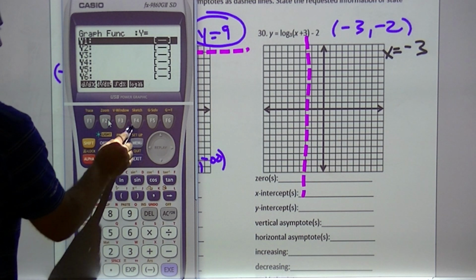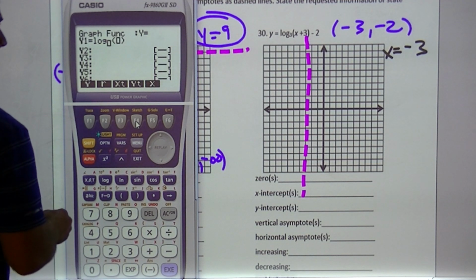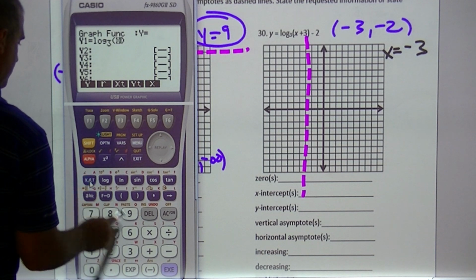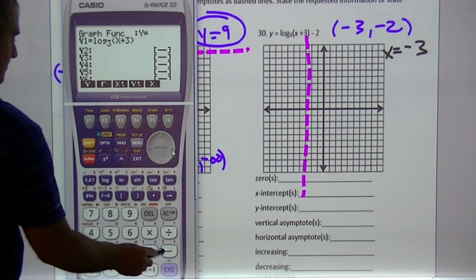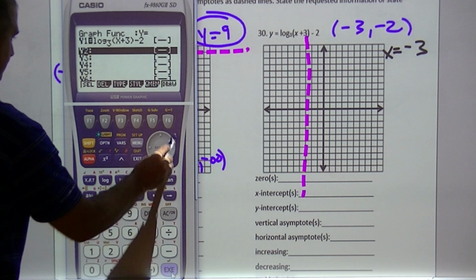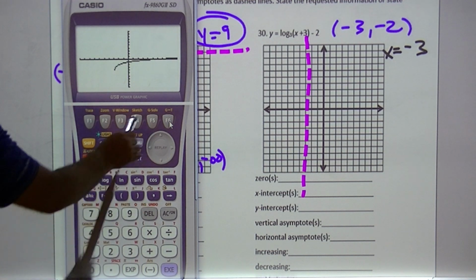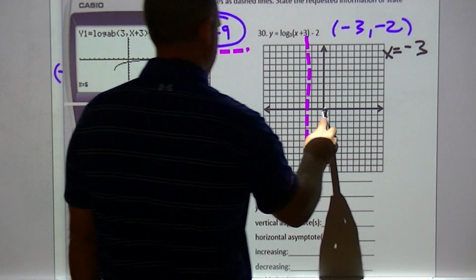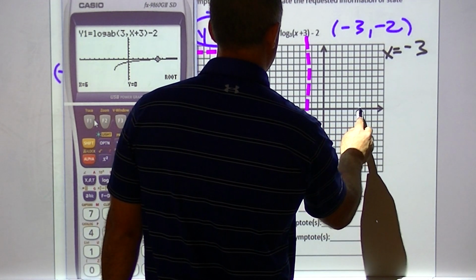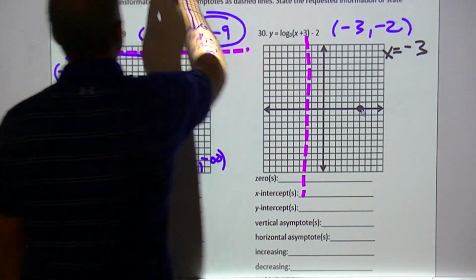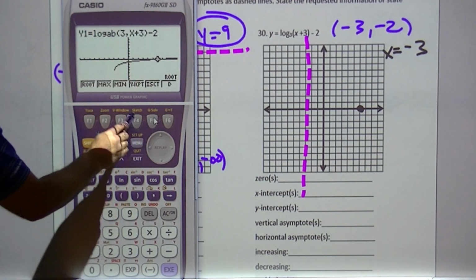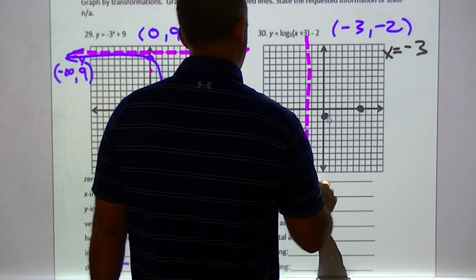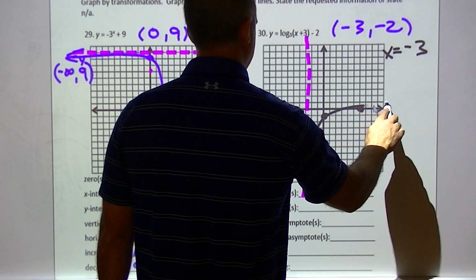Option, calc, log AB. Okay, 3, x plus 3, minus 10. So G solve root, answer is 6. All right, G solve y-intercept, answer is 0, negative 1. Graph will look like this.